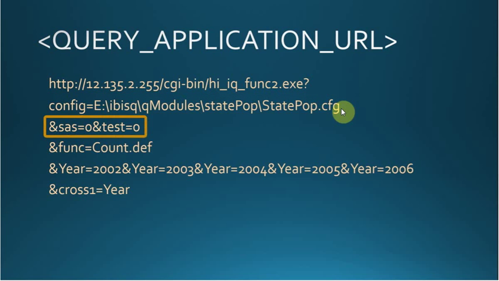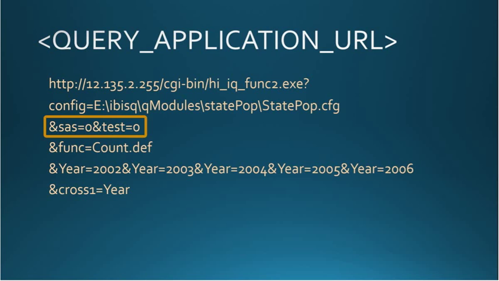Next, we have 2 name-value pairs for the SAS and test parameters. These are special parameters that tell IBIS-q to return additional information in the results to help with debugging your query. SAS equals 0 is telling IBIS-q to return nothing additional from SAS. Likewise, test equals 0 is asking for no additional debugging information.